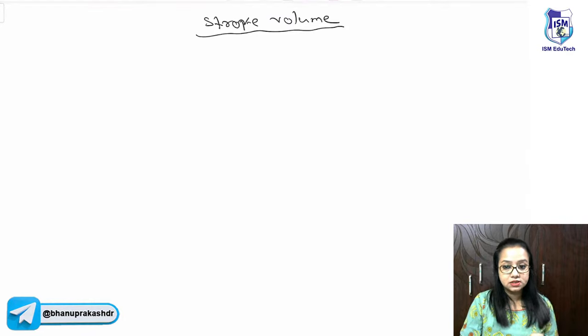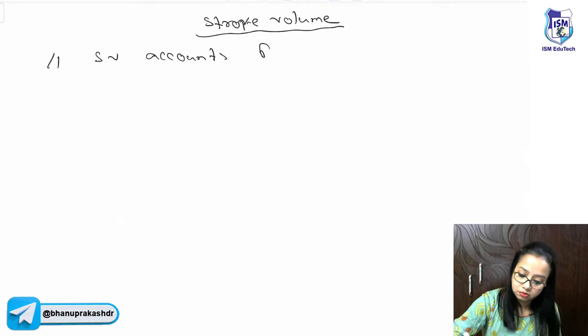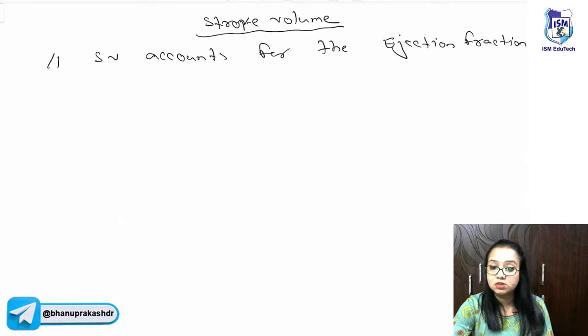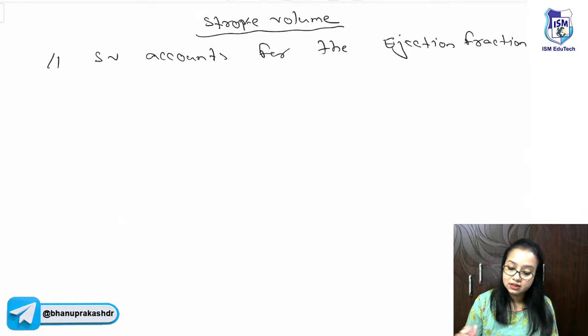In the cardiac cycle, what did we study? Every time the ventricles eject blood per beat, the fraction going from the end-diastolic volume to the periphery is the stroke volume. Stroke volume accounts for the ejection fraction. We have also studied this ejection fraction on myocardial contractility. It decreases in any disease of the heart and usually it is 40 to 70, right? So if it is decreased, there is a problem with the contraction of the heart.